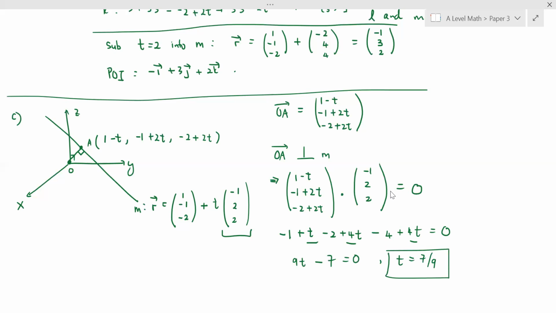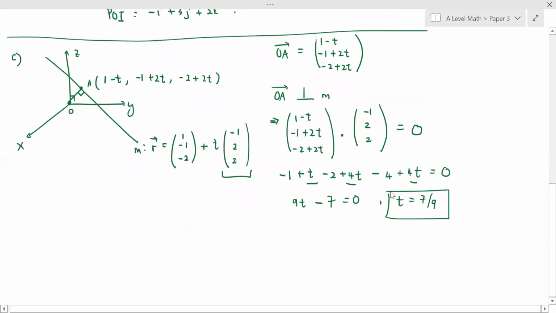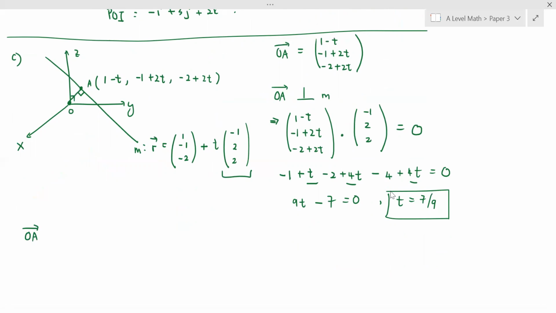For vector OA to be perpendicular to the line, t must have a value of 7 over 9. Then we say that vector OA is given by 1 minus 7 over 9, negative 1 plus 2 times t, that is 14 over 9, then we have negative 2 plus 14 over 9. That will give us 2 over 9, 5 over 9, and negative 4 over 9.